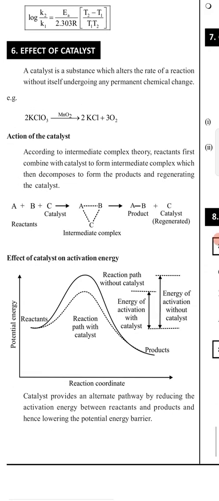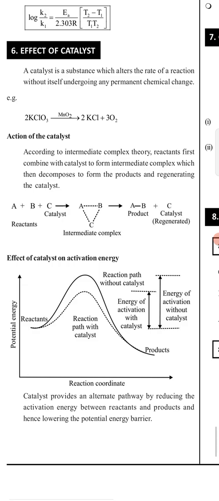So we can say that by this equation, A plus B plus C, A and B are the reactants and C is the catalyst, then it will form an intermediate complex, and lastly we will get a product, and the catalyst will remain unchanged or undisturbed, that is, it will be regenerated.